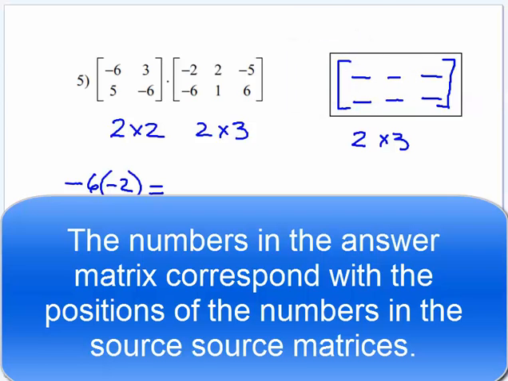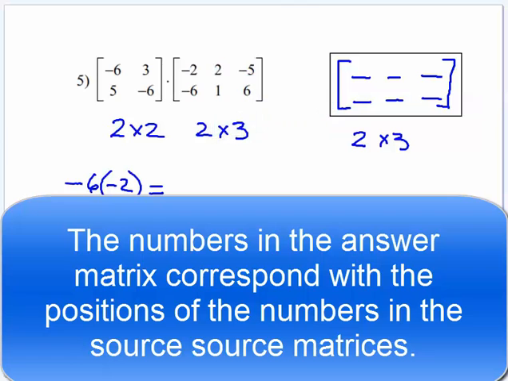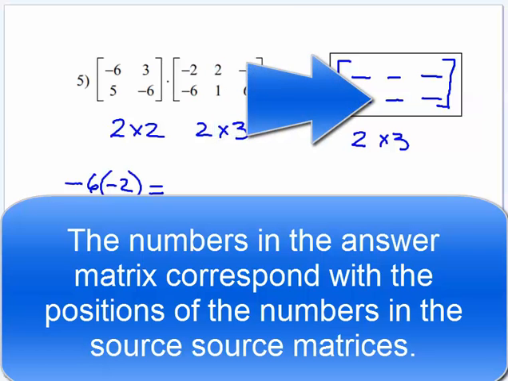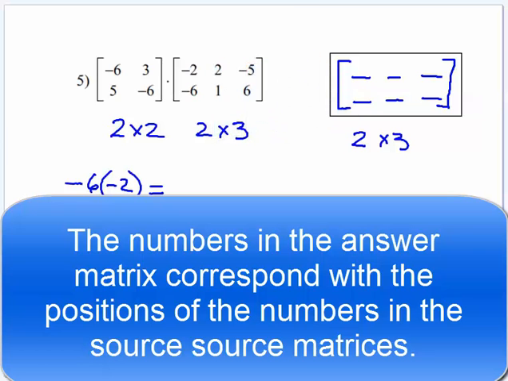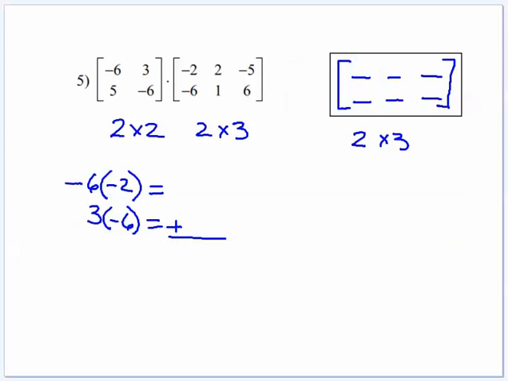And as you might expect, row 2, column 1, row 2, column 2, row 2, column 3, here. But let's go through each of the steps. -6 times -2 is a +12. 3 times -6 is -18. We'll add these two together, and the answer is -6. And that -6 goes right there.